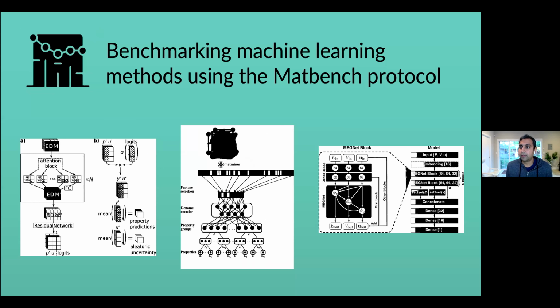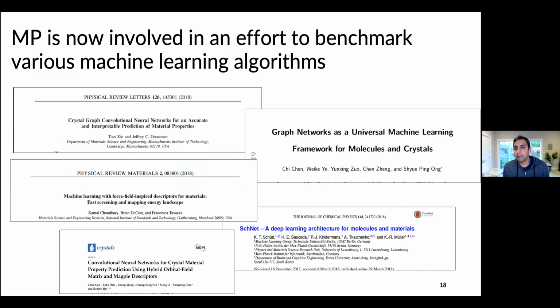Okay, so let me move on to the final topic of this talk, which is benchmarking machine learning methods using the Matbench protocol. So Materials Project is now involved in an effort to look at different machine learning algorithms and try and understand better how much improvement we are making as we invent more and more modifications to the old algorithms, and also which algorithms seem to work better for which types of problems. And these days there are so many different machine learning algorithms coming out in the literature. Every single one of them obviously reports that they are doing the best on all the different problems that they test for the most part.